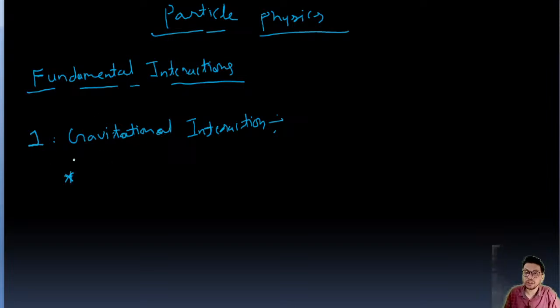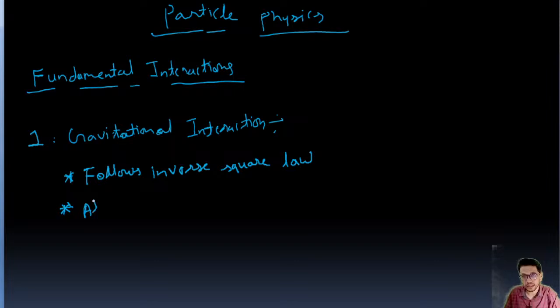So gravitational interaction follows the inverse square law. Second, it is always attractive. So this gravitational interaction is always attractive.